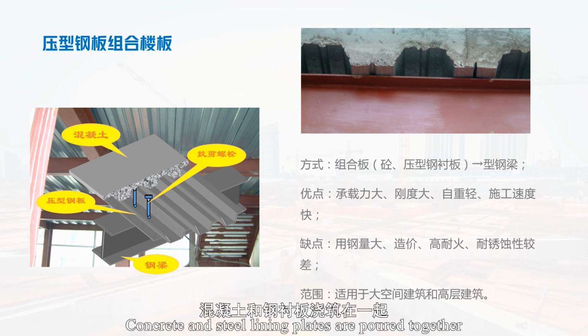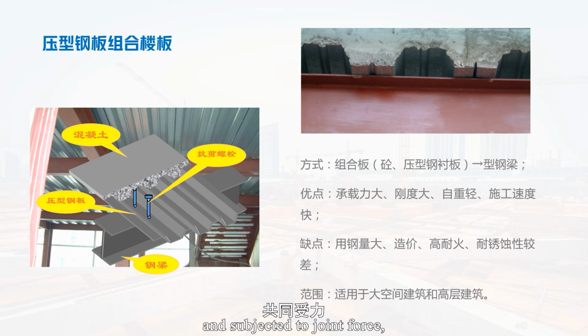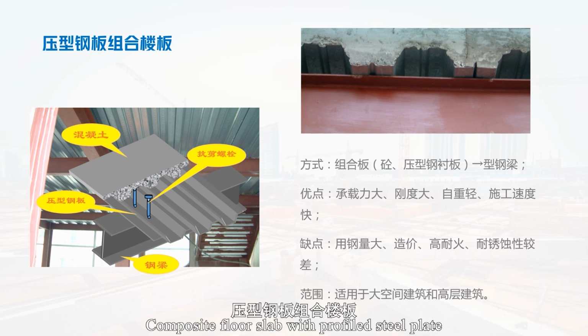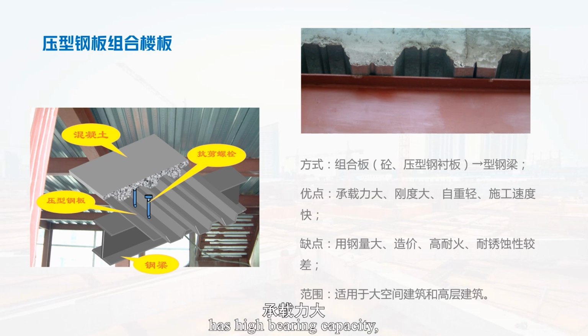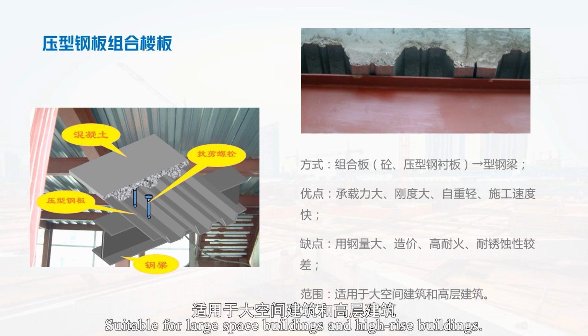Concrete and steel lining plates are poured together and subjected to joint force, with the profiled steel lining plate serving as a permanent formwork. Composite floor slab with profiled steel plate has high bearing capacity, rigidity, lightweight, and fast construction speed, but it requires a large amount of steel, is expensive, and has poor fire resistance and corrosion resistance. It is suitable for large space buildings and high-rise buildings.